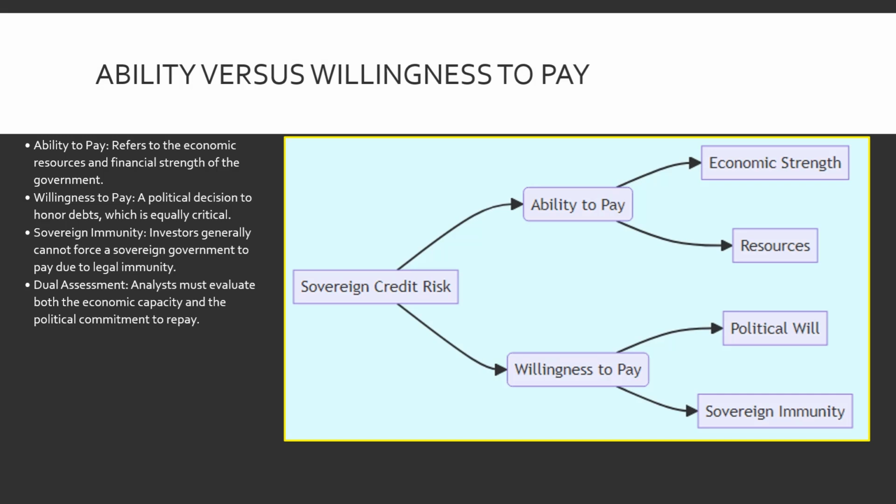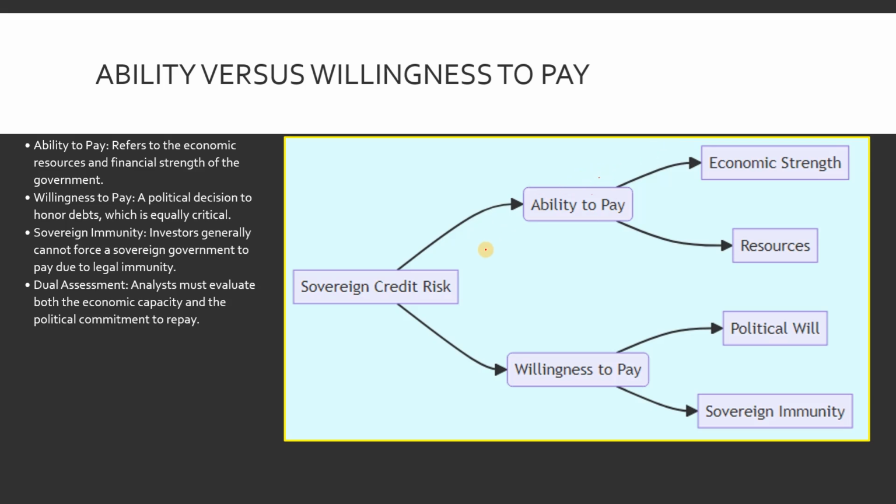This is a critical distinction because of sovereign immunity. Unlike a bankrupt company, investors generally cannot take a government to court to force a payment. Therefore, a dual assessment of both economic capacity and political commitment is absolutely essential for every sovereign analyst.